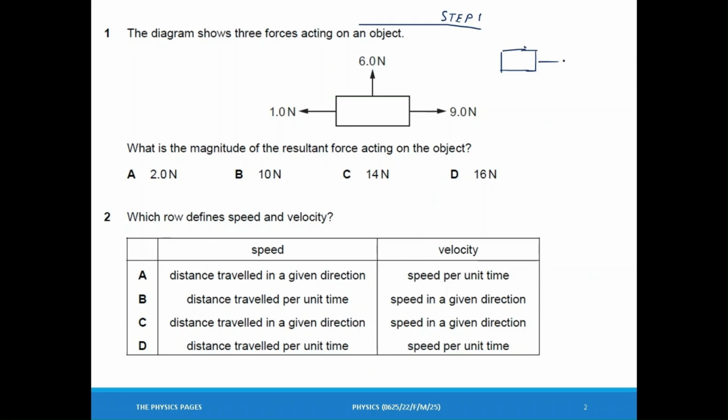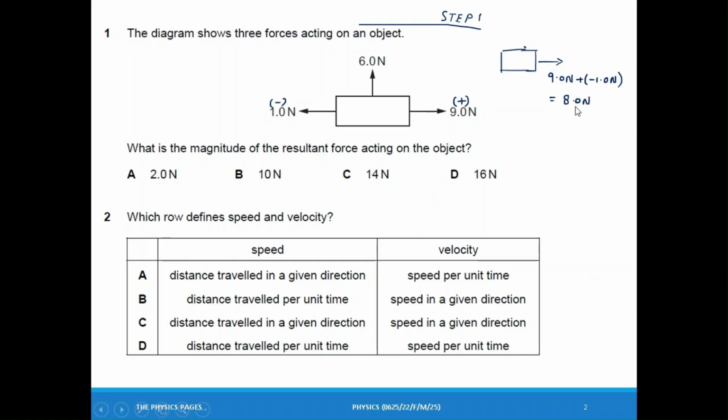The resultant of these two forces is 9 Newton to the right. It will be taken as positive 9.0 Newton plus, or you can say minus, 1.0 Newton. Why am I writing minus? Because the force on the right side I am taking as positive, automatically the force on the left side will become negative. So the sum of these horizontal forces will be 8 Newton.